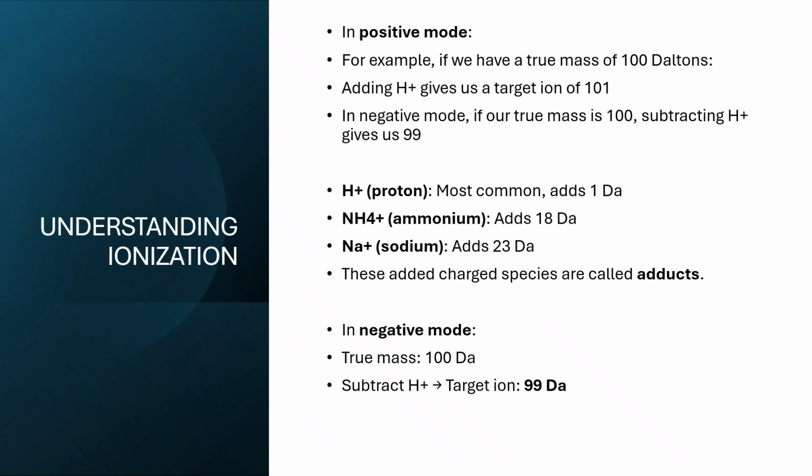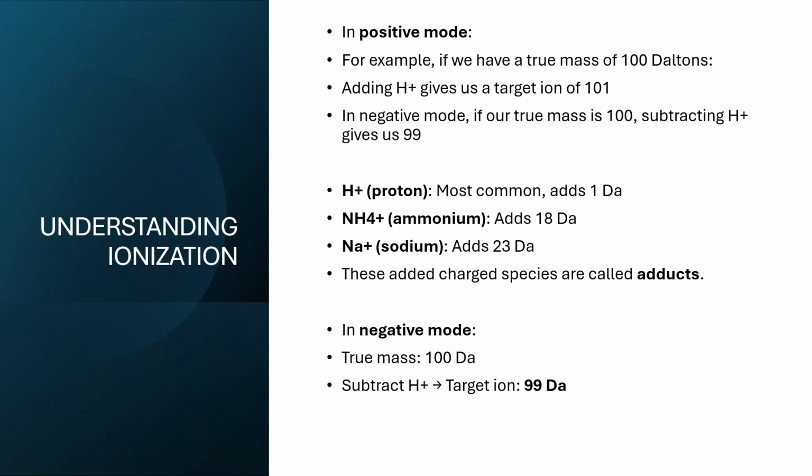Let's talk about ionization and how we calculate the mass of ions. When we ionize atoms or molecules, we either add or remove charged particles, which changes their mass. Let's look at both scenarios. In positive mode, for example, if we have a true mass of 100 daltons and we are adding H+, this gives us a target ion mass of 101.